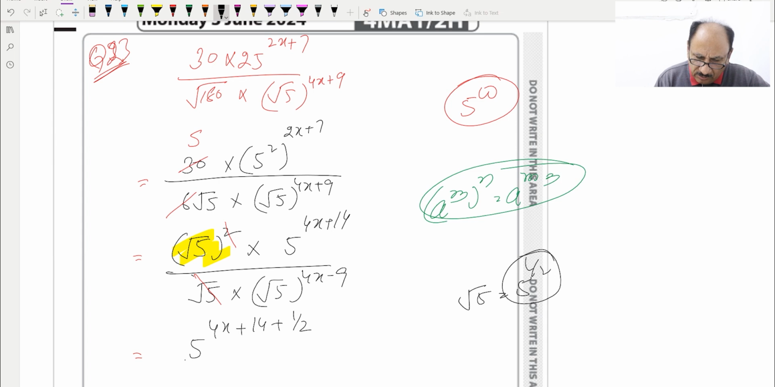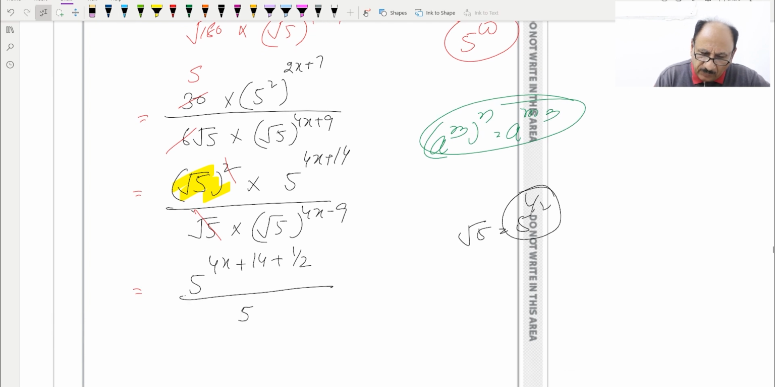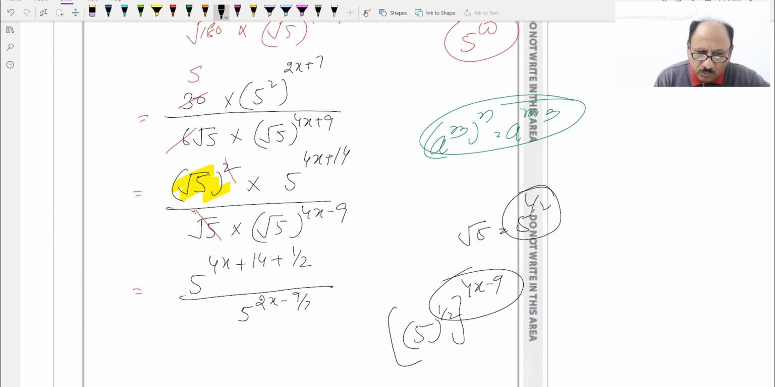And next, over denominator will be 5, and this will be 1 by 2 will be multiplied by this. So 5 under root, if I explain, this will be 1 by 2, and whole raised to power 4x minus 9. So these two will be multiplied, and it will be 2x and minus 9 by 2. This is how we will be simplifying.